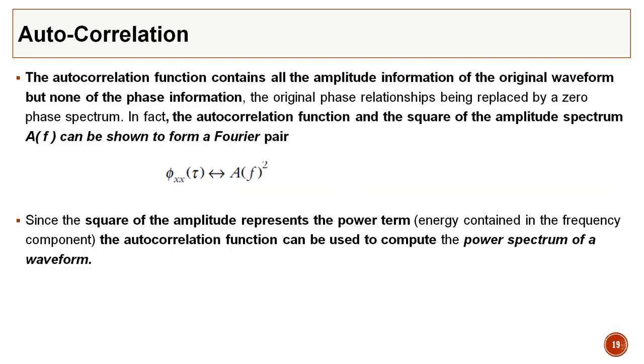Another important application of autocorrelation is, when you autocorrelate, you are basically multiplying the amplitudes. So it is squaring the amplitudes, which is also a power term. The square of the amplitudes in the frequency domain gives you the power or the energy contained in the frequency component. So basically the autocorrelation function can also be used to compute the power spectrum of a waveform.